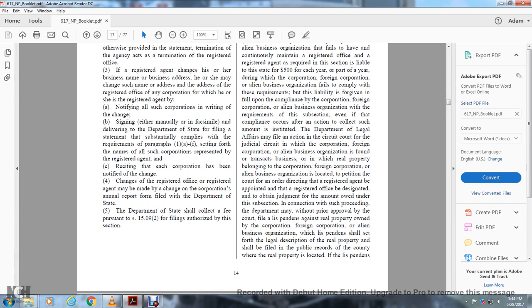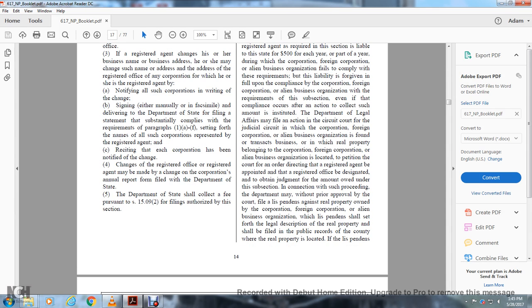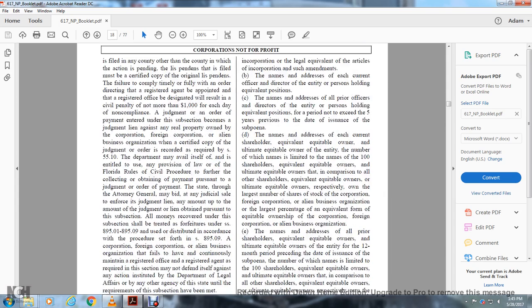file a list of pendens against real property owned by the corporation, foreign corporation, or alien business organization. The list of pendens shall set forth a legal description of the real property and shall be filed in the public records of the county in which the real property listed in the list of pendens is located.